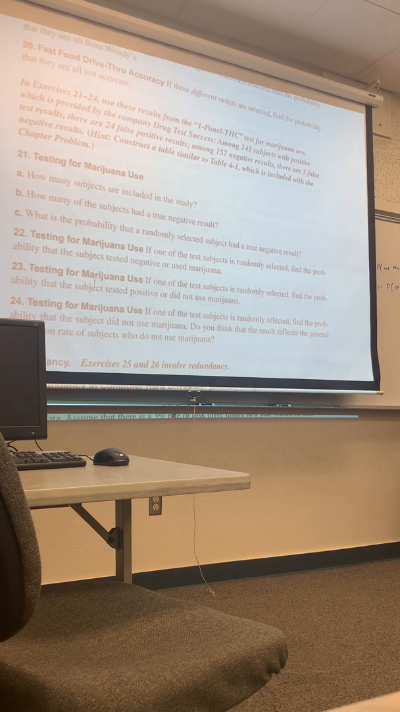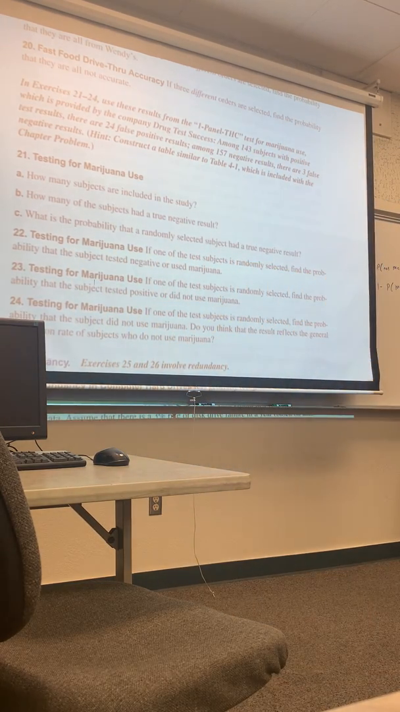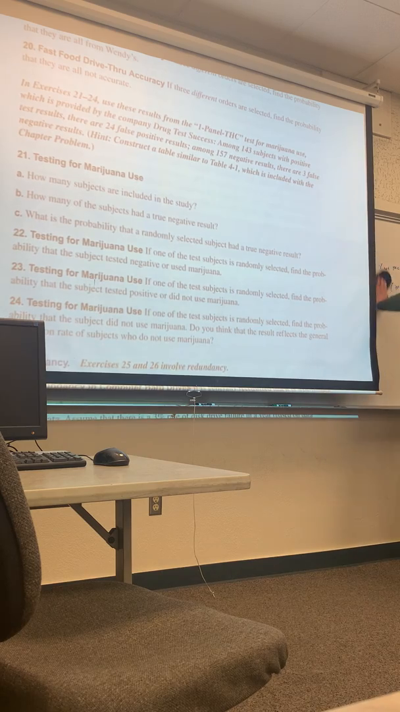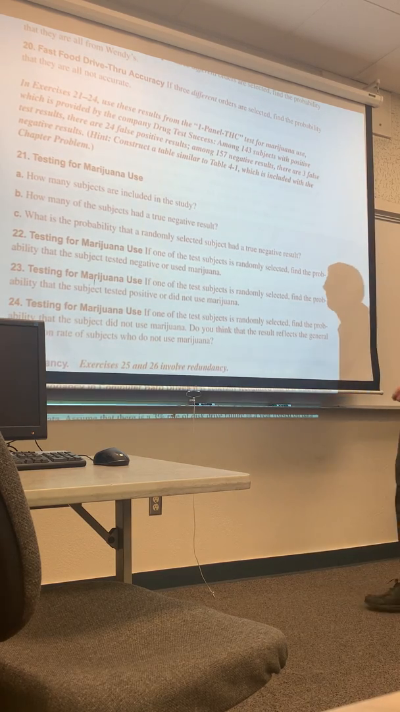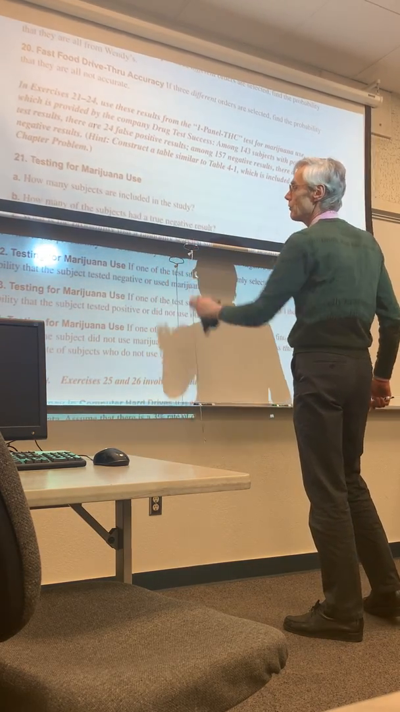So here the hint is construct the table. So this is testing for marijuana use. 143 subjects with positive test results, 24 are false positive. Among 157 with negative test results, there are 3 false negatives. Okay, so let's look at that. Here, let's construct the table first.